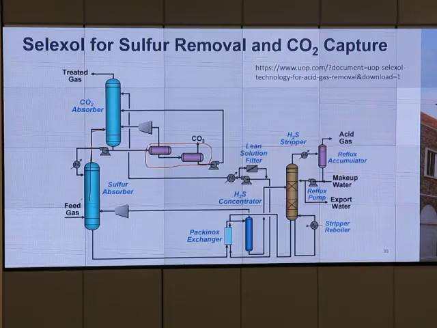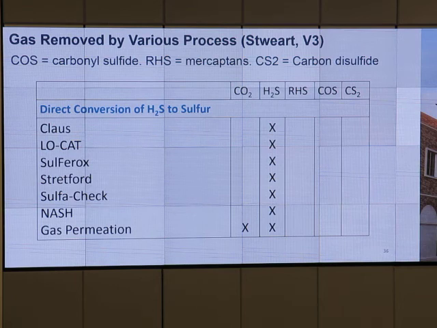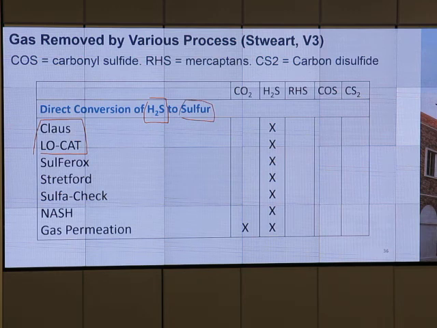Okay. So we can do several processes. I teach you just those two. Okay. This is a direct conversion of H2S to sulfur. Do we directly use Claus process for sour gas? No. We don't put sour gas to Claus process. We put sour gas to amine. That's fine. Selexol, that's fine.